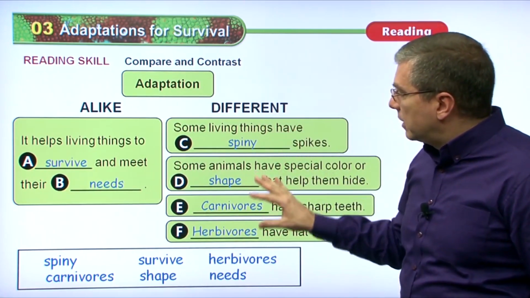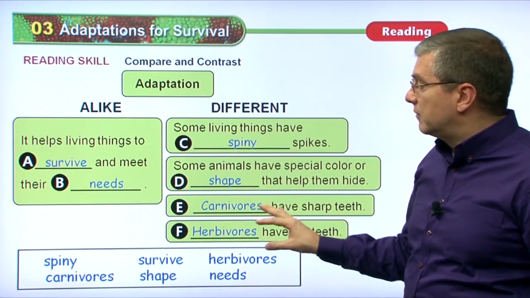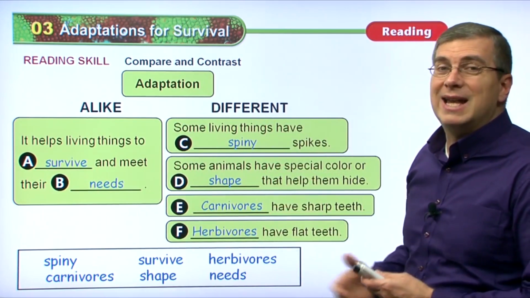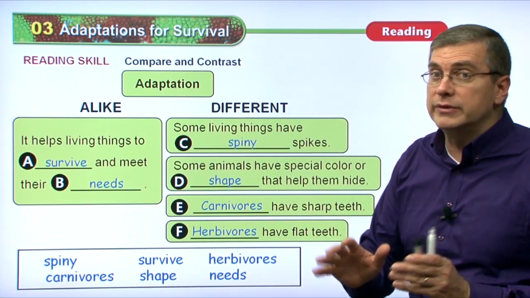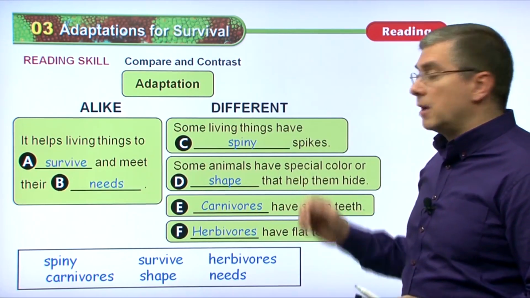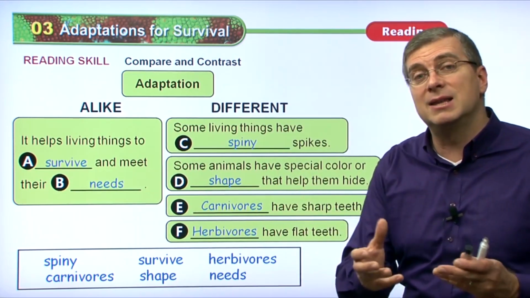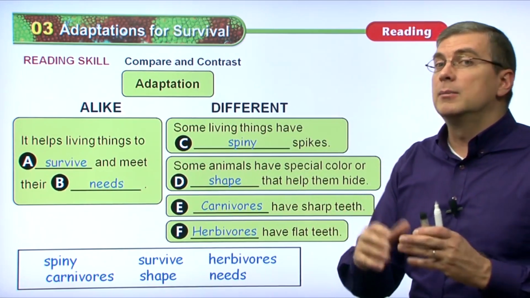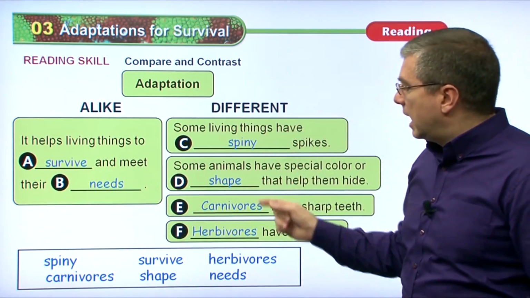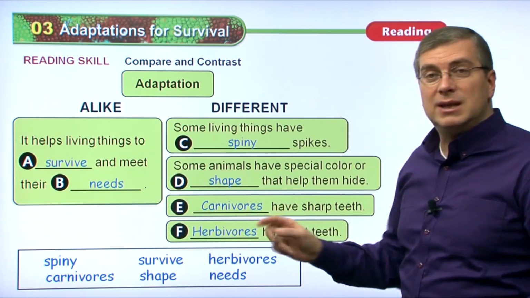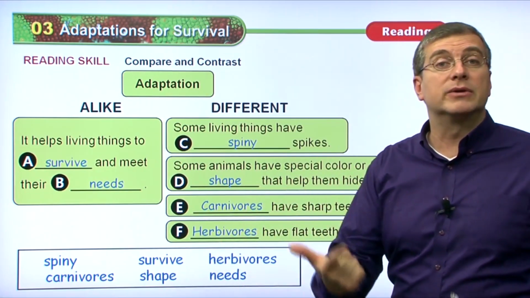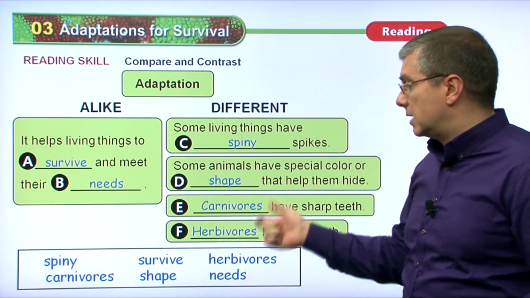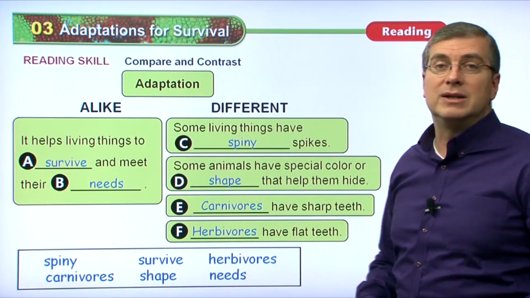So these are different types of animals, different types of adaptation. Some animals have spiny spikes. Not all animals, right? But some. Some animals have color or shape to hide themselves. Not all animals, but some. That's how they're different. And of course, the big difference between the two types of animals, some animals eat other animals, some animals only eat plants. So that's another big difference. That's how they are different.